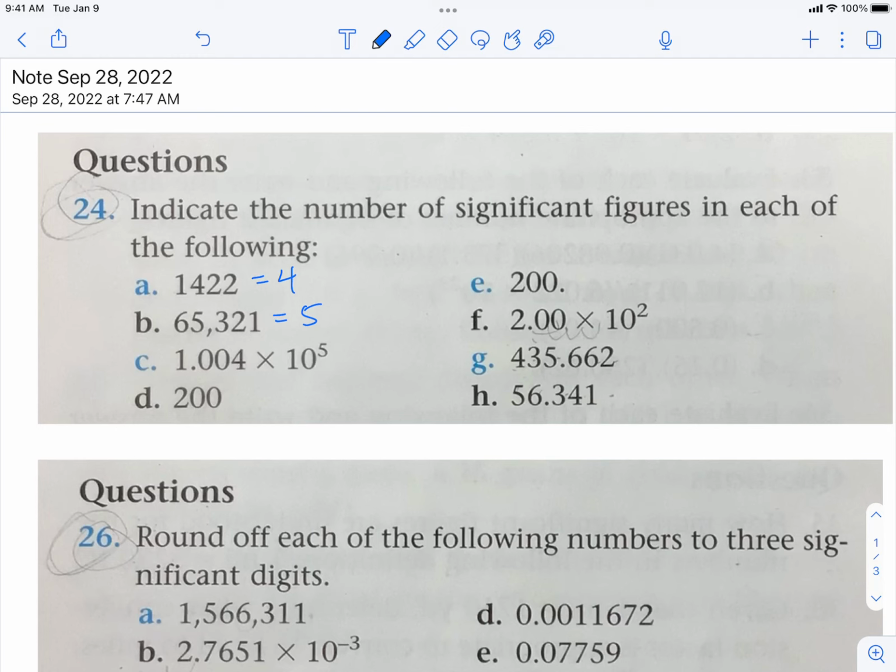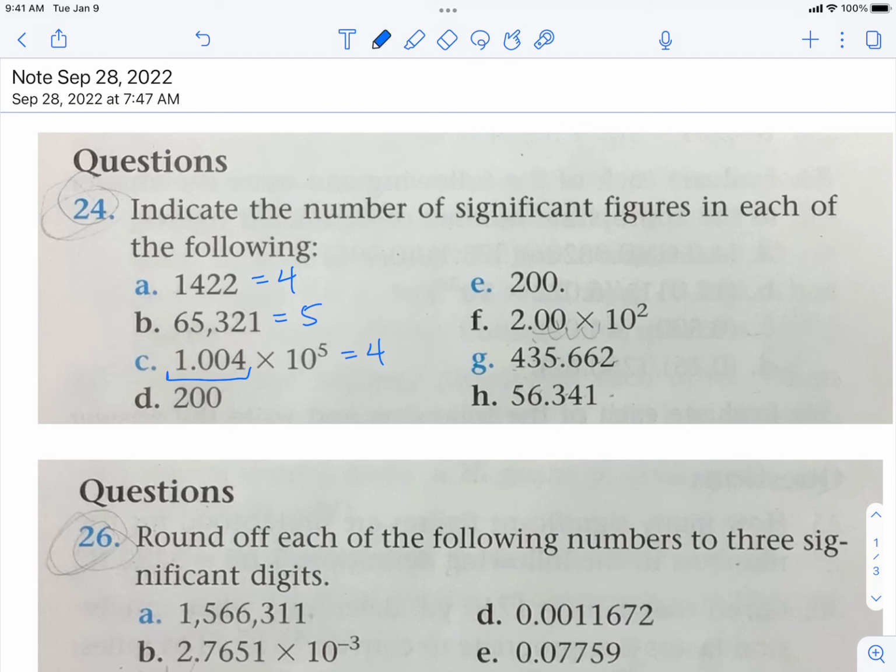For letter C, we only pay attention to this first part when we're using scientific notation. And so what we have here are some captured zeros, and captured zeros are always significant. So there's 4 significant figures there. The zeros are significant, and of course the 1 and the 4 as non-zero numbers are.